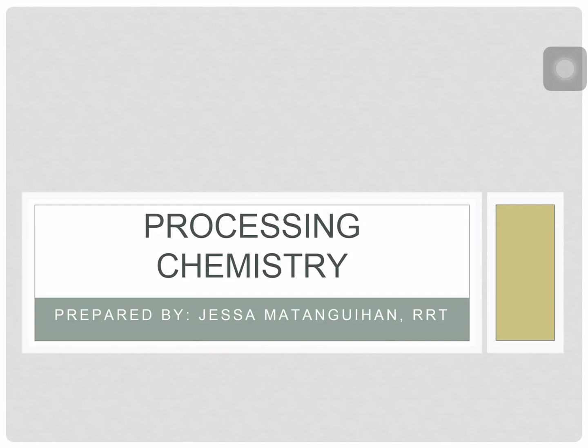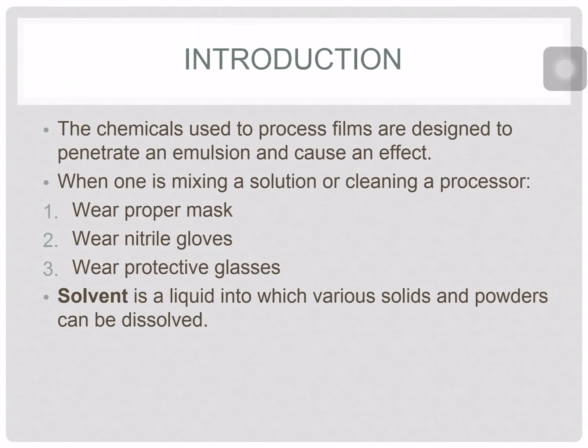Okay, so processing tank usually contains one master tank kung saan nagko-contain siya ng water. And inside our master tank, there are two insert tanks that will be containing our developer solution and fixer solution. Okay? So, kapag manual processing, usually the form of the chemicals used are in powder form. So, nagtitimpla pa tayo ng solution ng chemicals kapag manual processing. So, the chemicals that are used to process films are designed to penetrate an emulsion and can cause an effect.